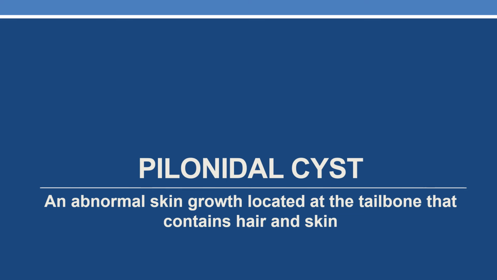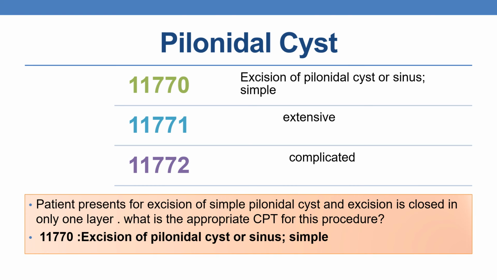Now coming to the next topic, pilonidal cyst. What is a pilonidal cyst? It is an abnormal skin growth located at the tailbone that contains hair and skin. Now the various CPTs of pilonidal cyst are 11770, excision of pilonidal cyst or sinus, simple. The next is 11771, excision of pilonidal cyst or sinus, extensive. The next is 11772, excision of pilonidal cyst or sinus, complicated.